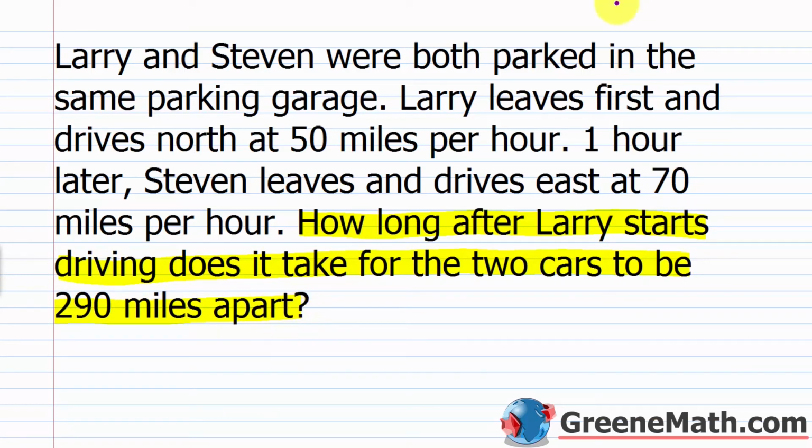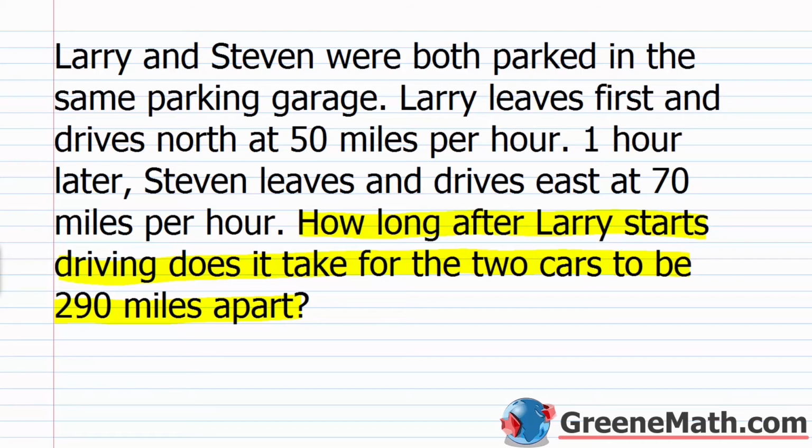So for this problem, we're going to end up using our Pythagorean formula, and we're also going to use the distance formula that we see with motion word problems, right? The distance equals the rate of speed times the amount of time traveled. All right, so before we get into that, though, we need to assign a variable to represent the unknown. In this case, we're going to end up having two unknowns because we don't know how long Larry's going to drive for, and we also don't know how long Steven's going to drive for, okay? So since Larry leaves first, we're going to say that x is the amount of time that Larry drives for before the two are 290 miles apart, okay?